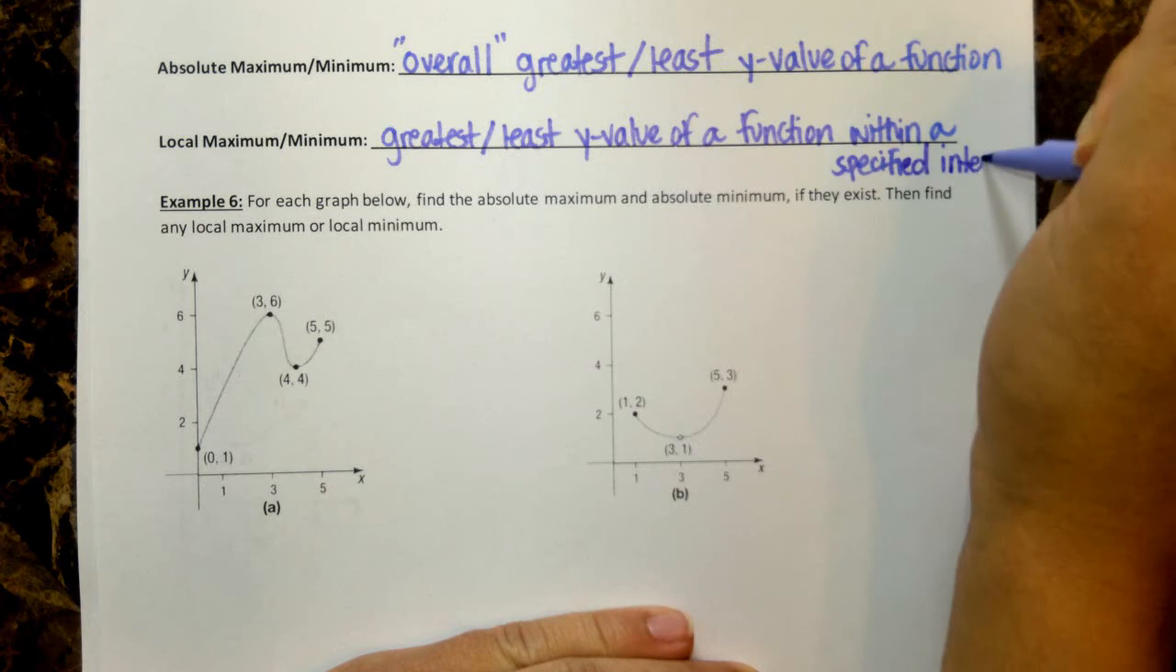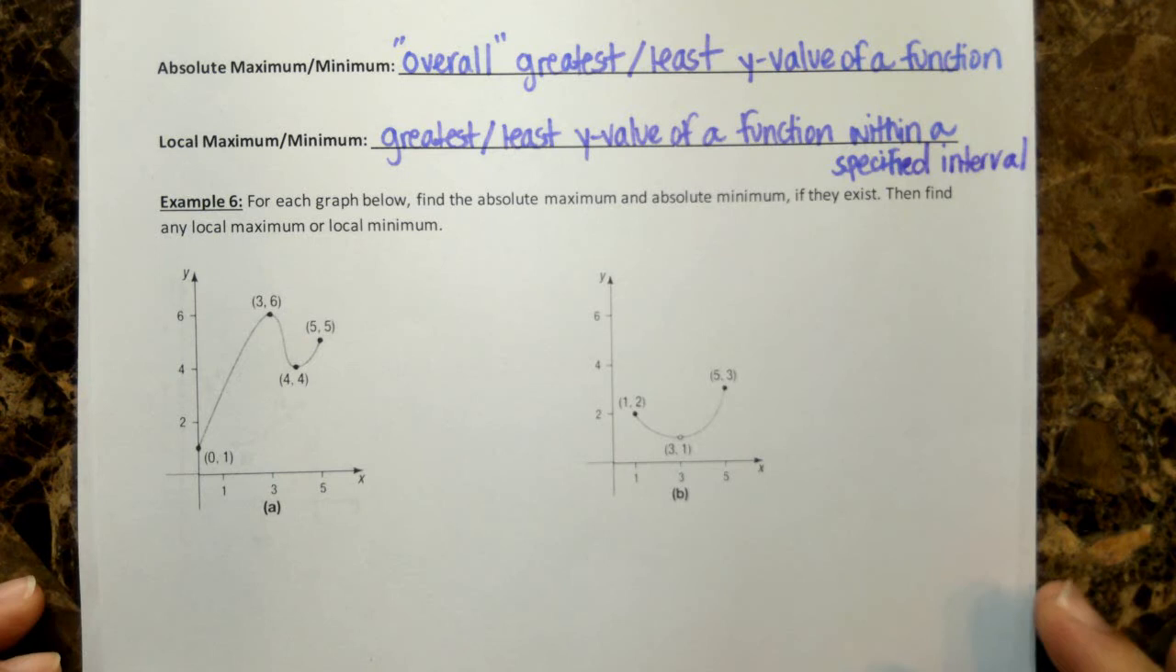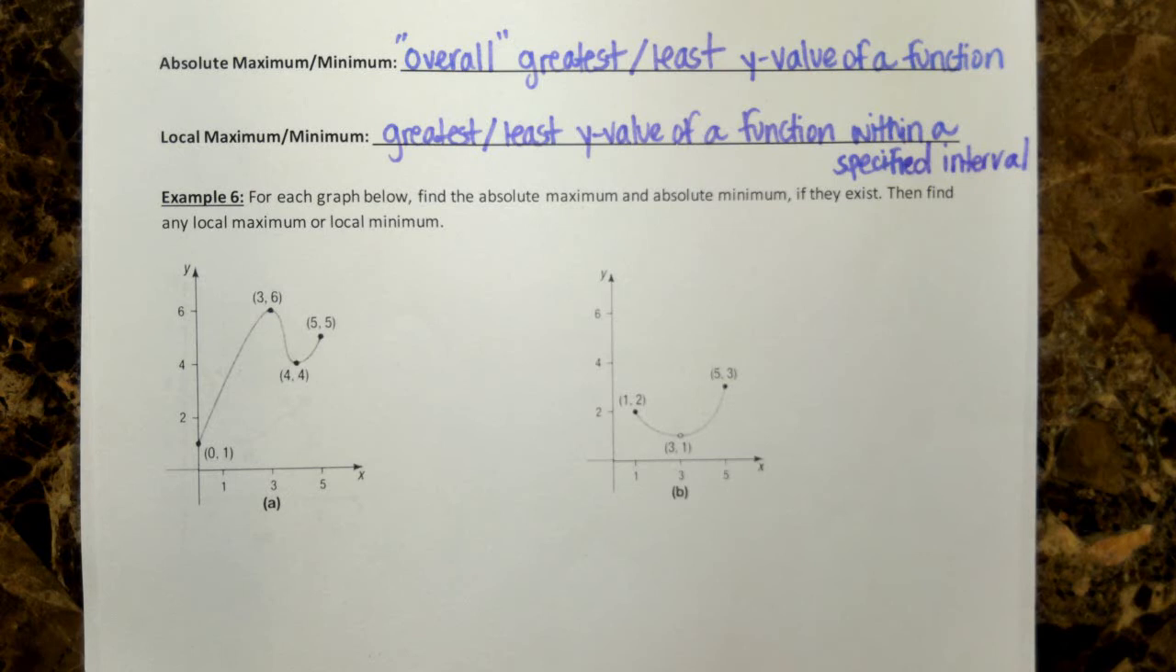Okay. All right, so we're given a couple of graphs on the next example, and we're just going to identify the absolute maximum, minimum, and local maximum, minimum if they exist. They don't necessarily have to have each of those terms. Okay. So looking at this first graph, and I'm going to zoom in on this.